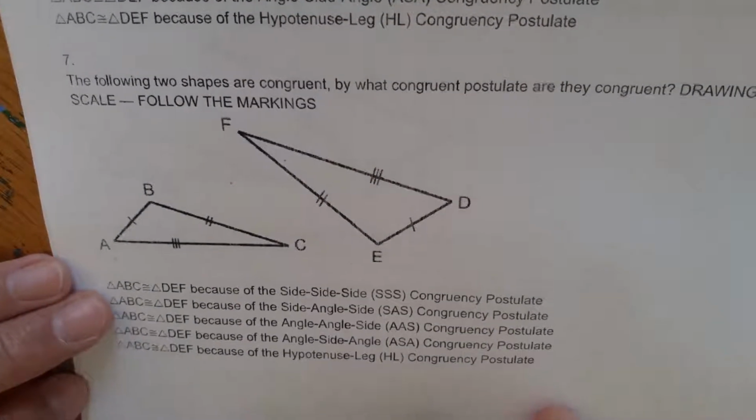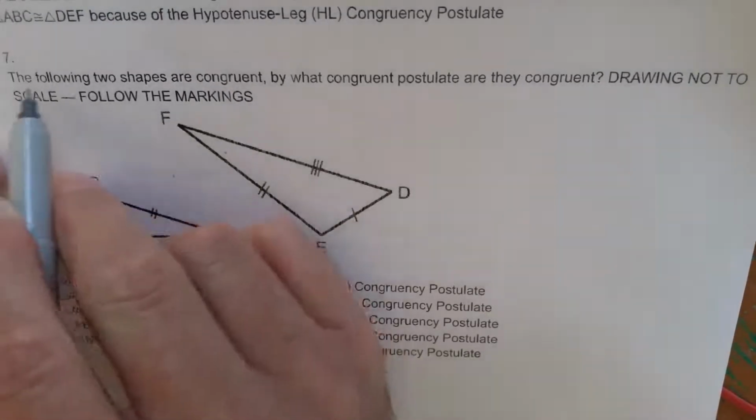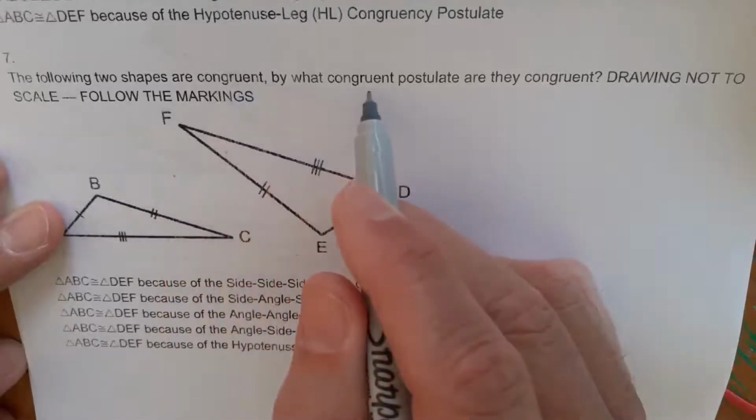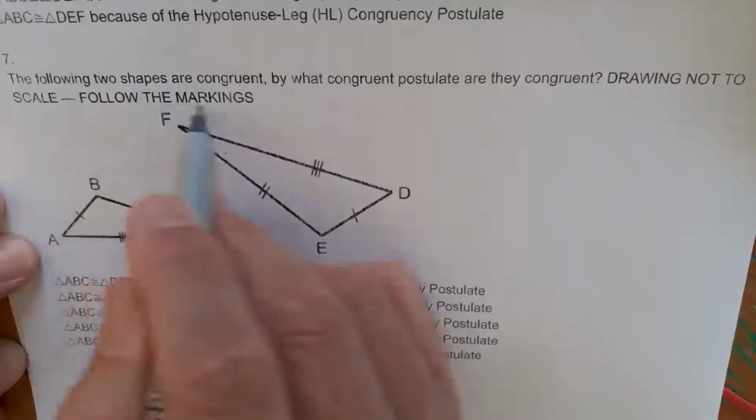All right. What are they giving us here? And can I fit it all in? Barely. So the following two shapes are congruent. They're already telling us they're congruent. By what congruent postulate are they congruent? Drawing not to scale. Follow the marking.